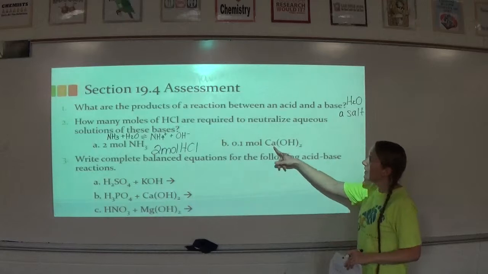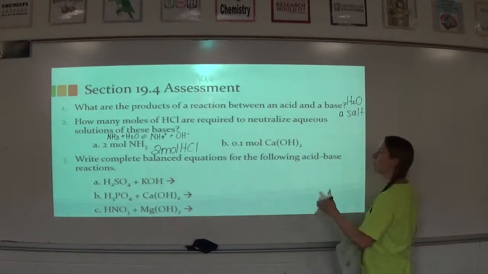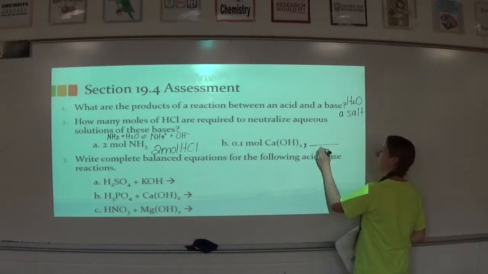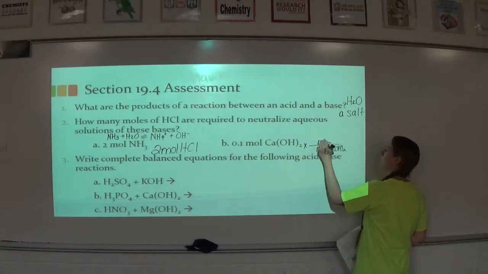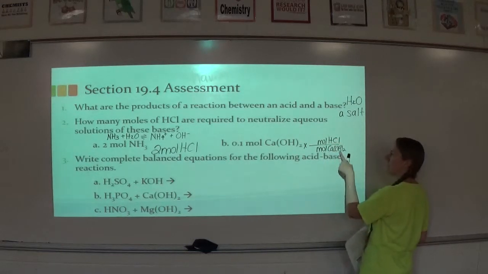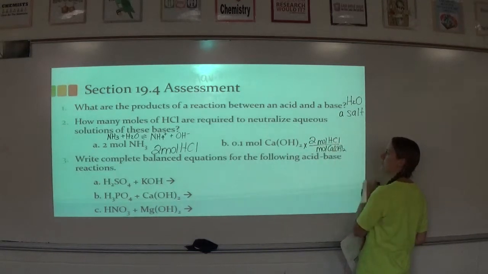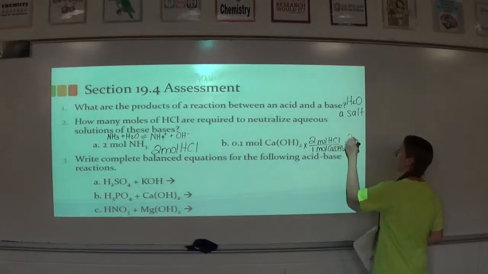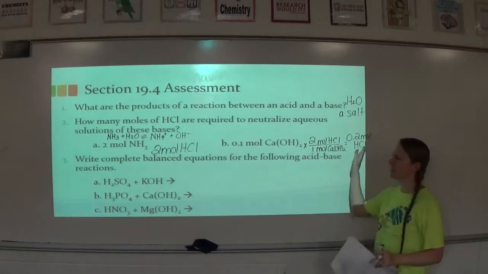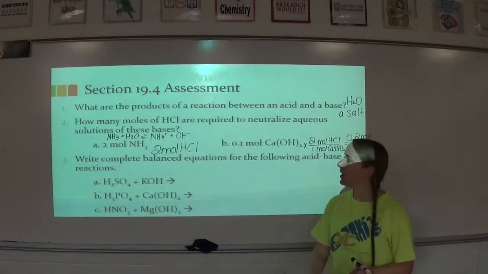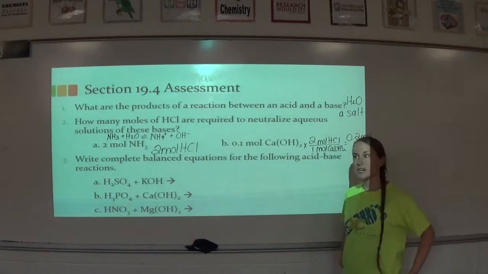Here we have 0.1 moles of CaOH2, so I'm just going to work off of this. Moles of CaOH2 goes on bottom, moles of HCl go on top, and because I have 2 OHs, I need 2 H's, so I would get 0.2 moles of HCl. Okay, so again, that's just a mole ratio problem.